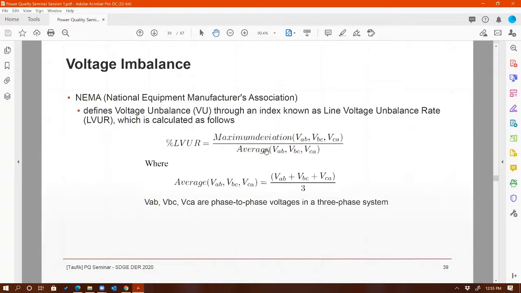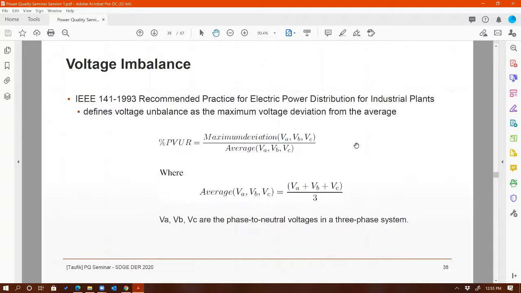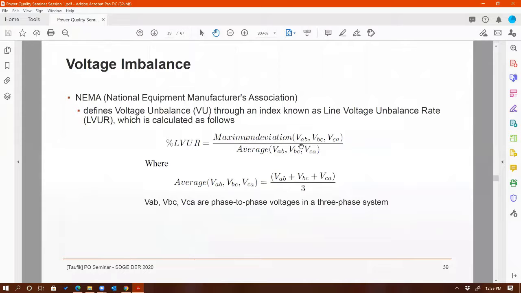maximum deviation over average. This looks similar to the previous one, right? If you look at the previous one, it is also maximum over average, but the difference is that this one from IEEE is using phase voltages, line to neutral, whereas NEMA is using line to line. You see that? VAB, VBC, VCA.